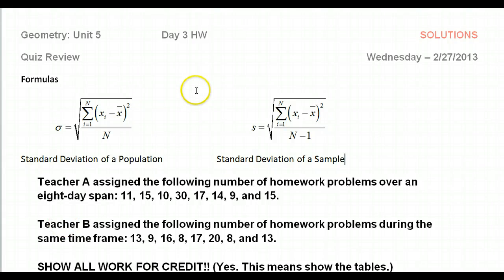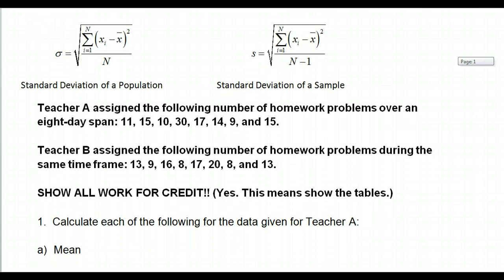This is day 3 in our unit about statistics. We are working on standard deviation, and specifically we're going to learn how to use our calculator to help us find the standard deviation and other basic statistics like mean and median. Alright, so take a look at this problem.